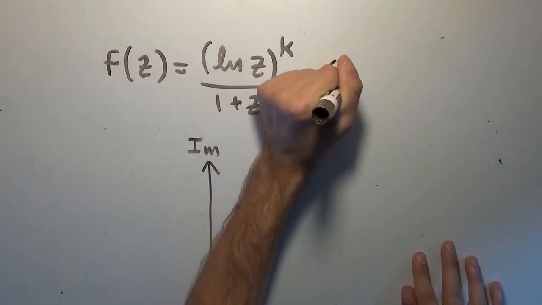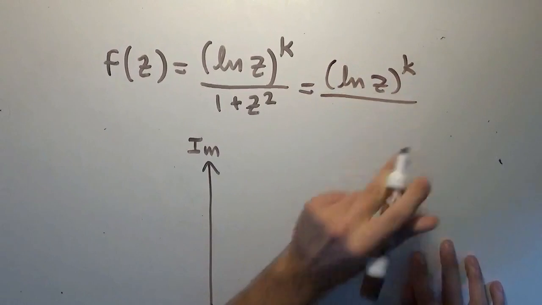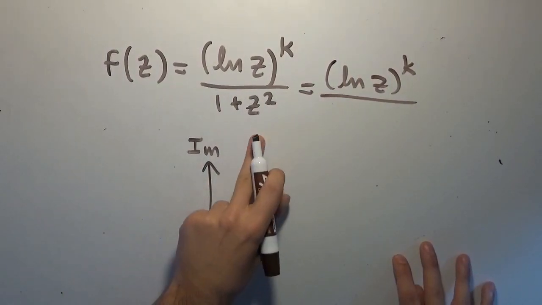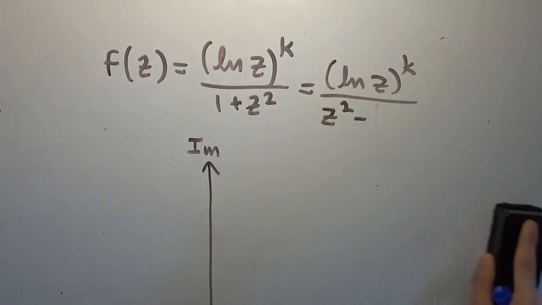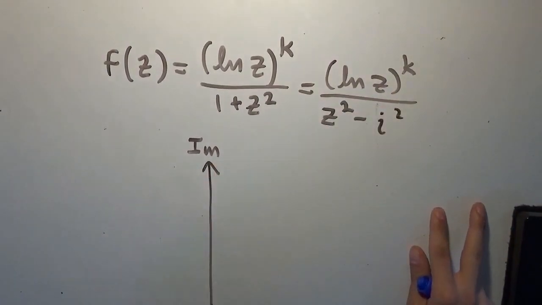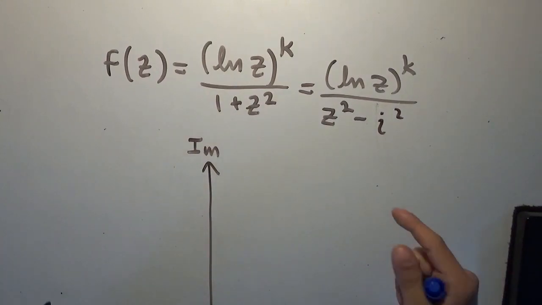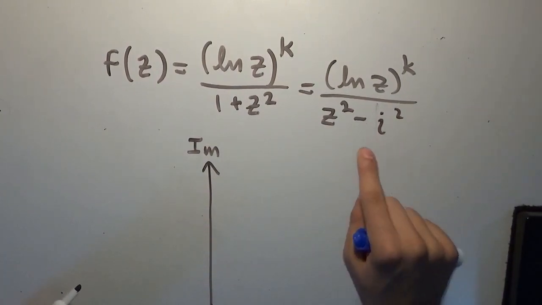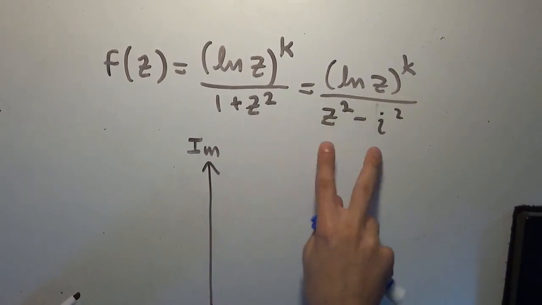So this is equal to the natural logarithm of z to the power of k. And how do we factor this? Well, we can do the difference of squares, we just need to be clever. So I'm going to rewrite it as, this is equal to z squared plus 1, right? So I can rewrite this as z squared minus I squared. And that's because I squared is -1 by definition, right? I said it was the square root of -1. So then we'd have z squared minus -1. And z squared minus -1 is equal to z squared plus 1, which is that. So these two things are equal.